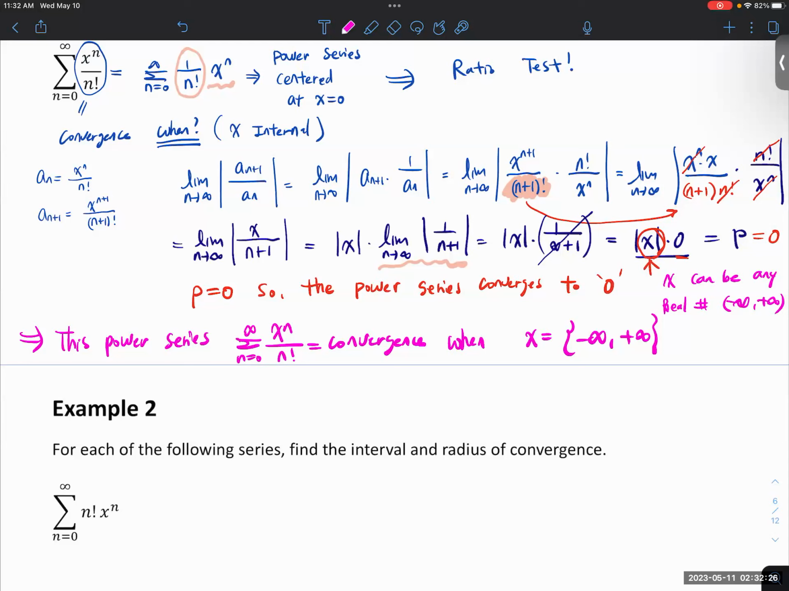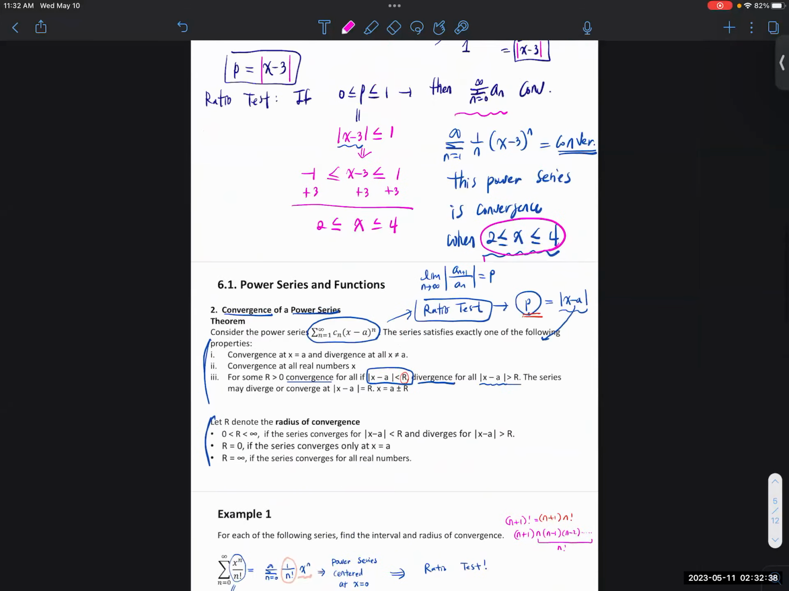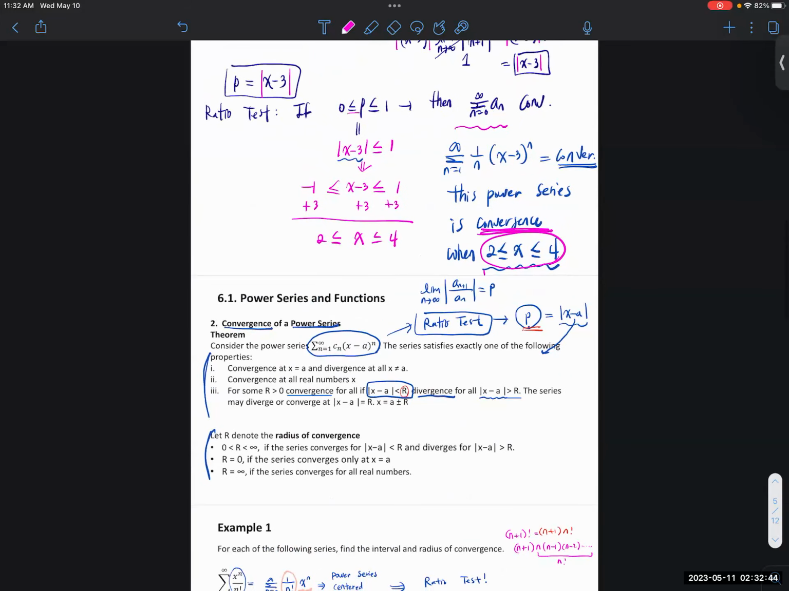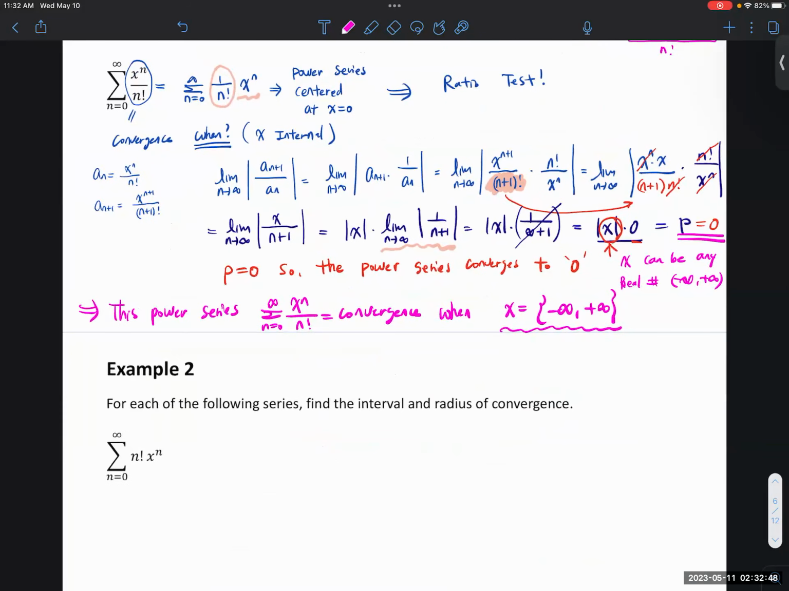Anyway, you're going to multiply by 0. So we are not looking for the size of p. We are looking for the interval of x. So x can be any number. The same thing here, when x is between 2 and 4, this power series always converges. Because it can be equal to 0, it converges. So therefore, x can be any real number. That's how you get this question.